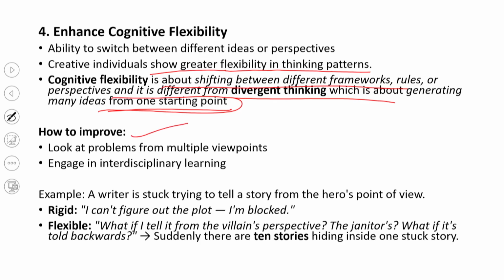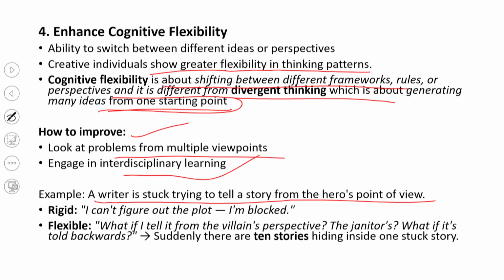So, how to improve that? Look at problems from multiple viewpoints, engage in interdisciplinary learning or knowledge from different perspectives. So, that helps you to look at things from different perspectives, which makes you more creative and so on. For example, a writer is stuck trying to tell a story from the hero's point of view. So, let us say the writer is trying to write a story from a particular character's point of view, let us say the hero's point of view. Now, he is not able to find how to go ahead with the story.